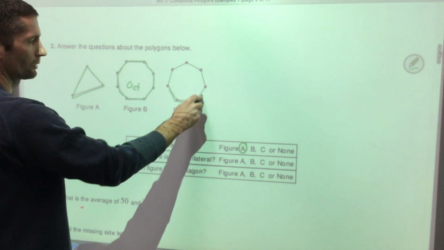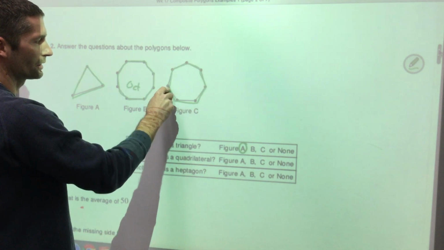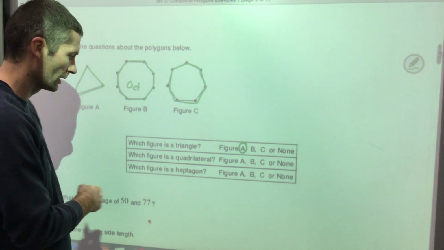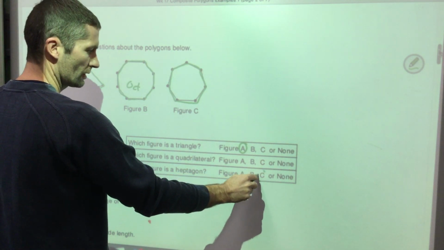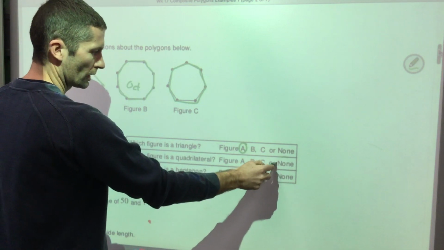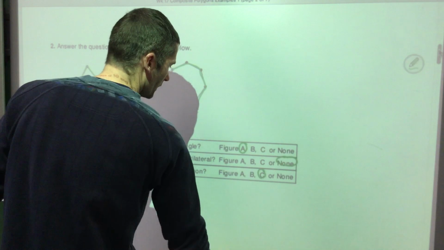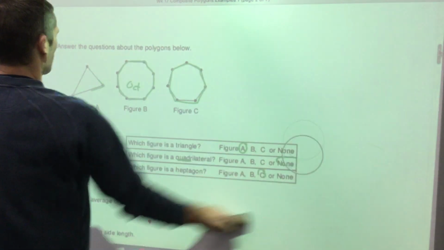This has 1, 2, 3, 4, 5, 6, 7. 7, we can call it a septagon or a heptagon. Here's a heptagon, figure C. None of them are quadrilateral. Quadrilateral, quad means 4. All right, that's question 2.